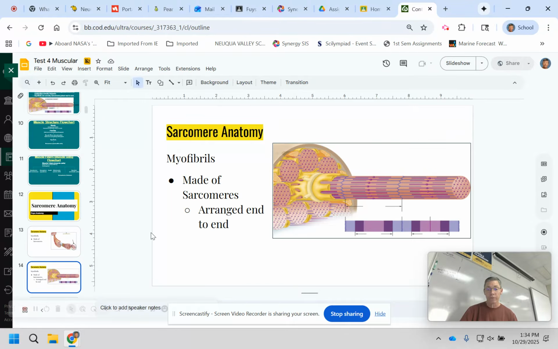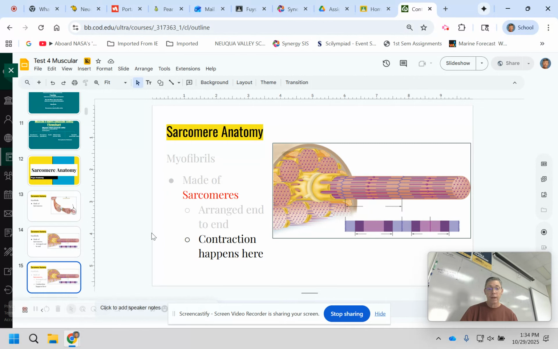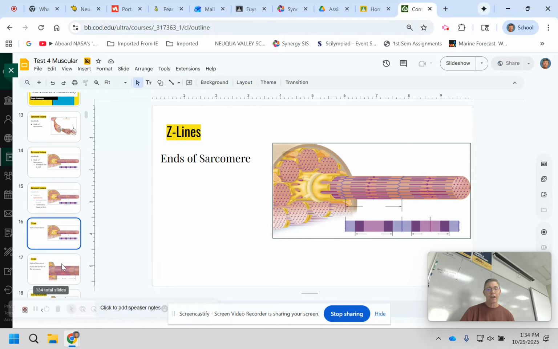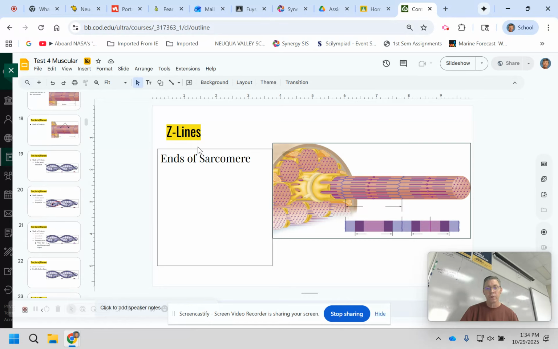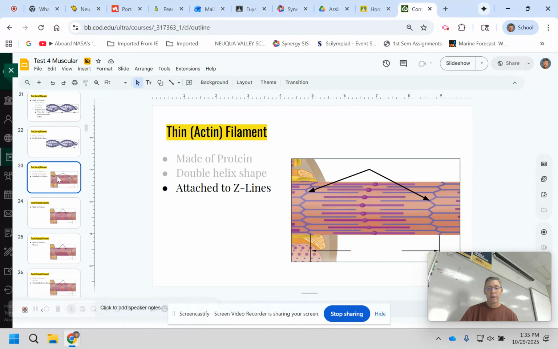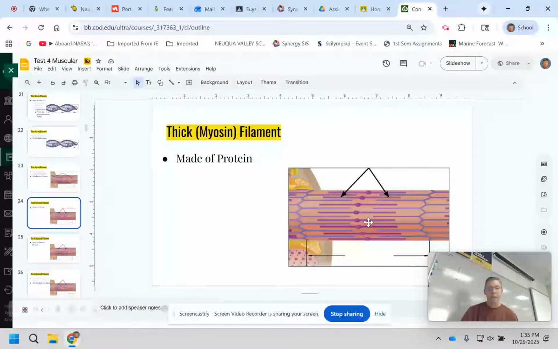All right, next part is we break down the sarcomeres, again reminding us about myofibrils, that they're made of sarcomeres arranged end to end. And this is where the contraction happens. And basically, this next section goes through all the different parts of this, talking about thin filaments, those are these purple ones, and that they attach to these Z lines. The Z lines anchor them down. And then the thick filaments, those are the dark magenta colored ones here, that don't attach, but they're still anchored to the sarcomere right in the middle.